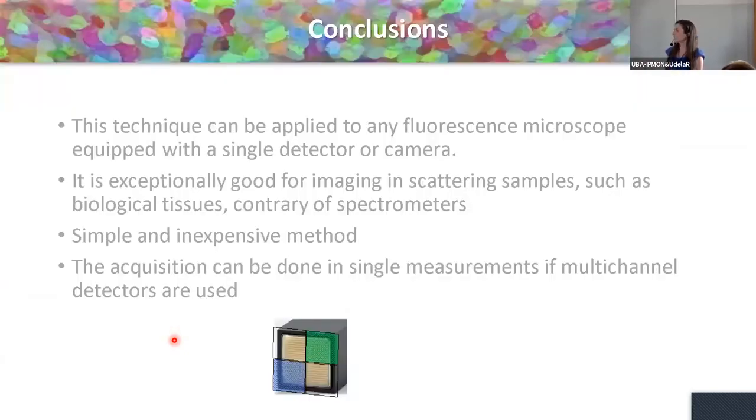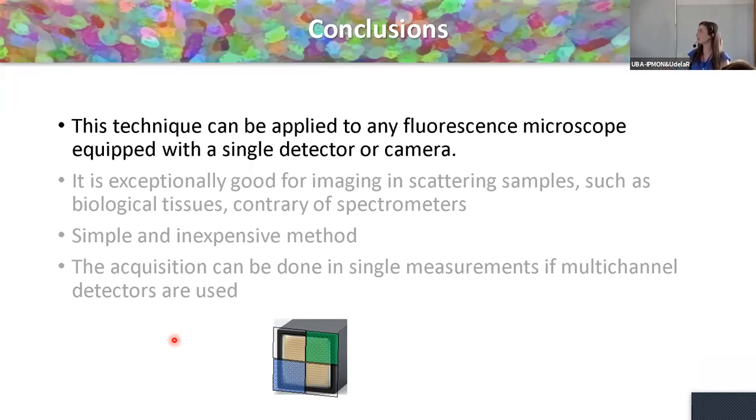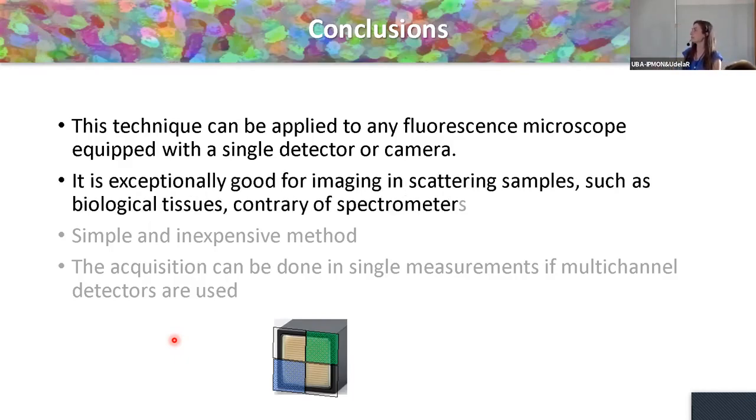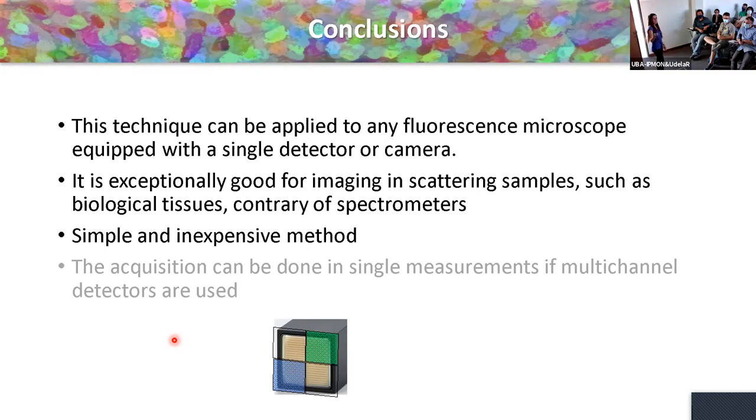So as a conclusion, this technique can be applied to any fluorescence microscope equipped with a single detector or camera. It's exceptionally good with scattering samples, as I said, such as biological tissues. And it's a simple and inexpensive method, and the acquisition can be done in a single measurement if you have a multi-channel detector.